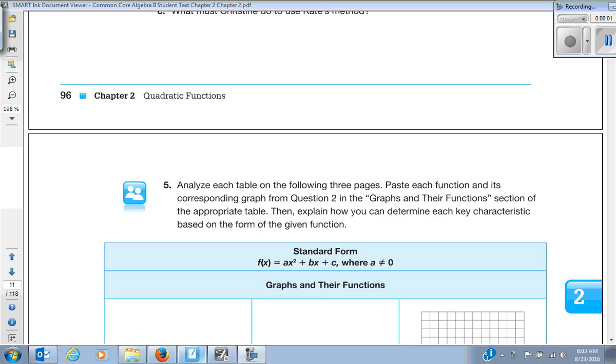So yesterday we kind of started into this quadratic thing. We talked about the three forms, and now we're actually going to dive into them and look at what they give us, what they're really good for.